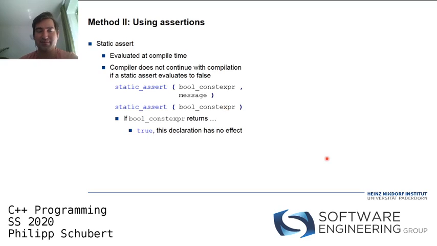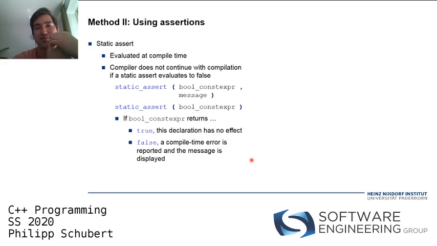Again, if the static assertion evaluates to true, if the bool const expression returns true, then the declaration, the statement, has no effect at all. So your program works fine, or the compilation just continues and works fine. If the bool const expression evaluates to false, then a compile time error is reported. And you also don't need to disable static assertions.